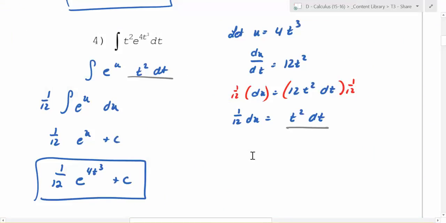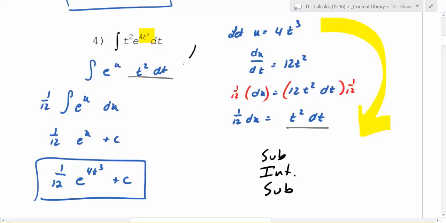So yeah, you find a function and its derivative right there. It's okay that it's different by a multiple, but 4t cubed, what's the derivative of 4t cubed? Well, 12t squared. The t squared is right there. So this is that setup that we like to do. And then you substitute, integrate, and then substitute back in to get the final answer in terms of the variable you started with.